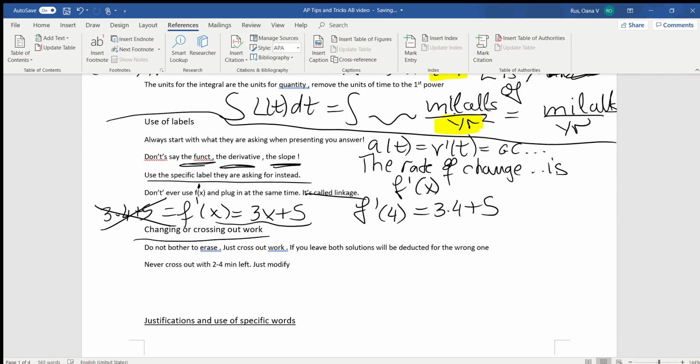Changing or crossing out work, okay? You've got 4 minutes till the end of your FRQ. You realize that everything that you've done in the separable, maybe in part C, is all wrong. Just cross it out, okay? Let's say maybe you have 4 minutes, you cross it out and you think you can recover that. But if you have 2 minutes, maybe modify, okay? You have time to never start erasing, okay? Don't just erase stuff because that will eat up another minute or two.